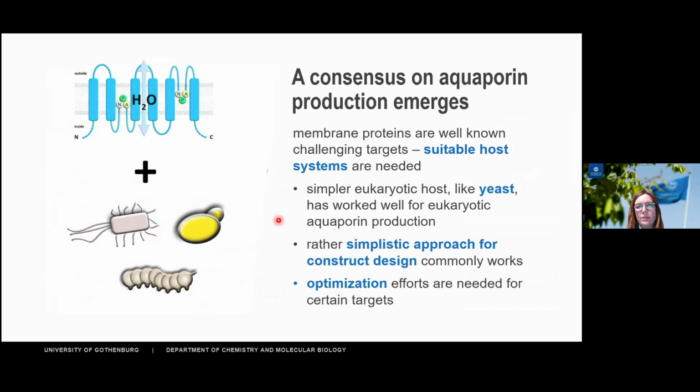So we have these challenging membrane proteins. We know that we need good hosts to produce them, and we also have to reflect on the genetic design. And what do we then learn looking at all the aquaporin structures that we have? That simpler eukaryotic hosts like yeast have worked well for aquaporin production. And a rather simplistic approach for the construct design commonly works, but that does not, worth noting, exclude that for certain aquaporin homologs, you need to spend quite some effort on specific optimization procedures.